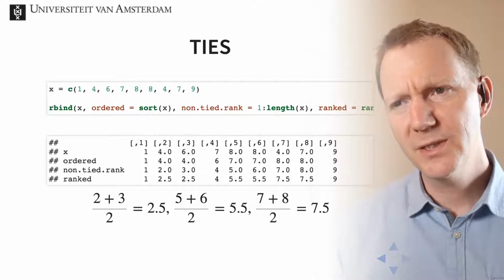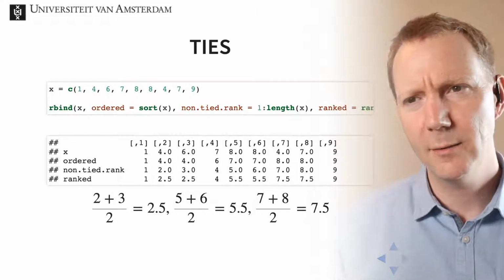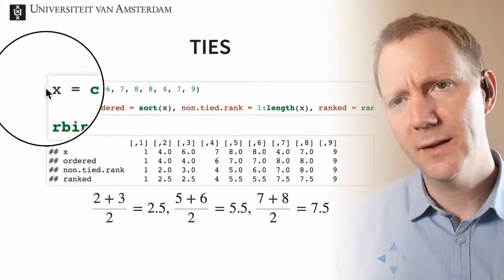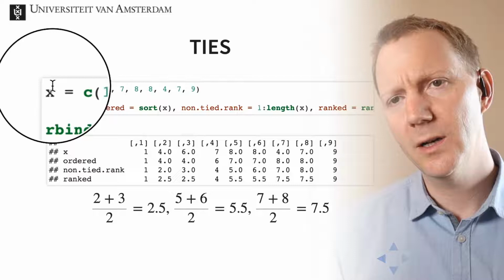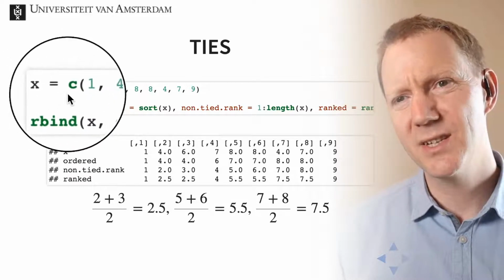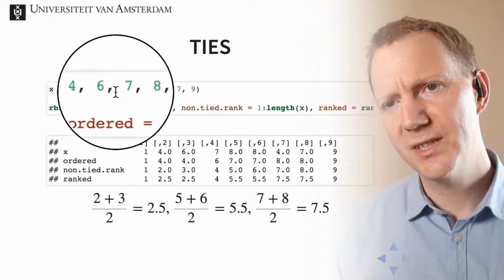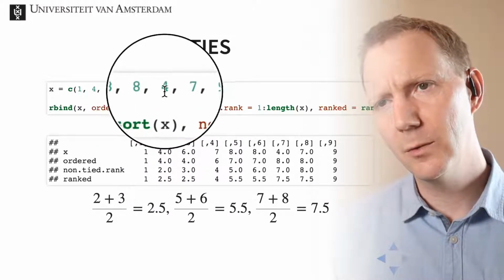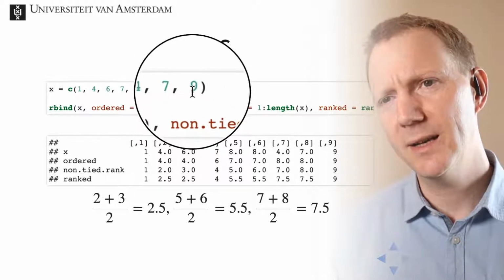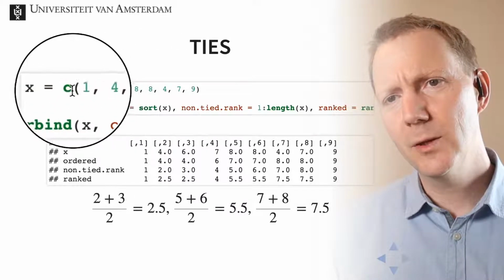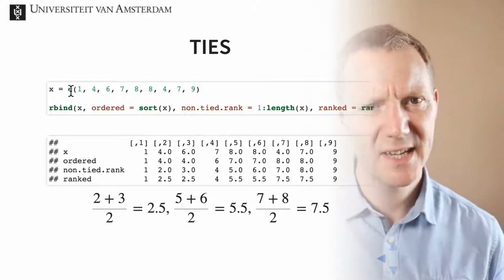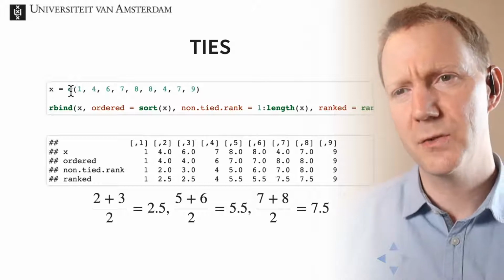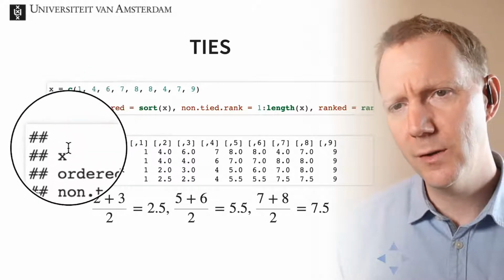So the first thing that is done, and I will try to show it here, is that if we just have our x value, and I've created a new x vector in that sense, with the values 1, 4, 6, 7, 8, 8. So this is 2 times 8. We have a 4 again, we have a 7 again, and we have a 9. And if we want to apply the ranks as is done in R and apply these corrections for ties, we have to go through the following steps.